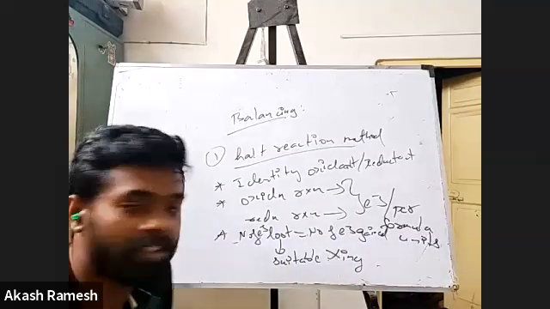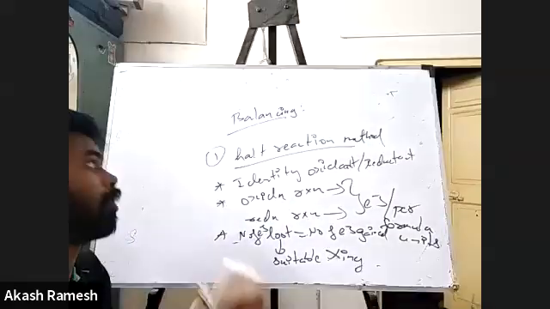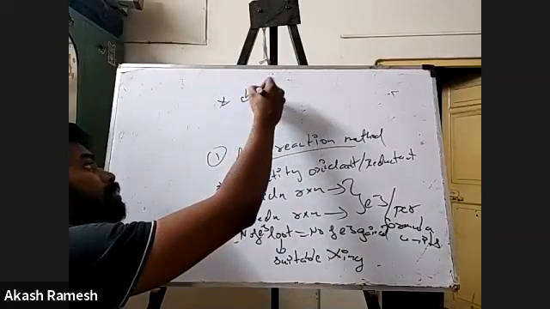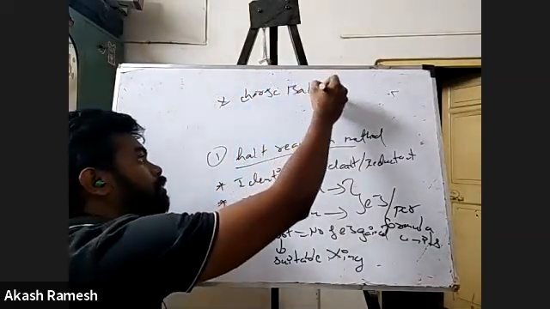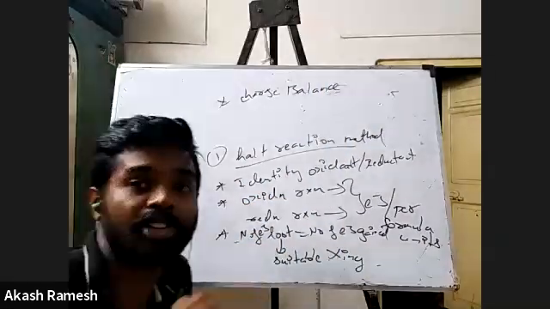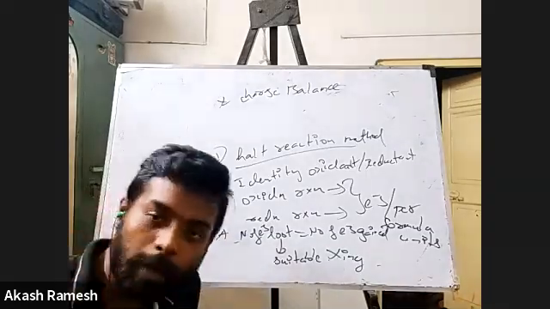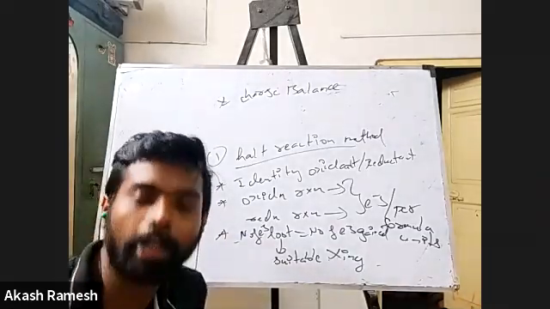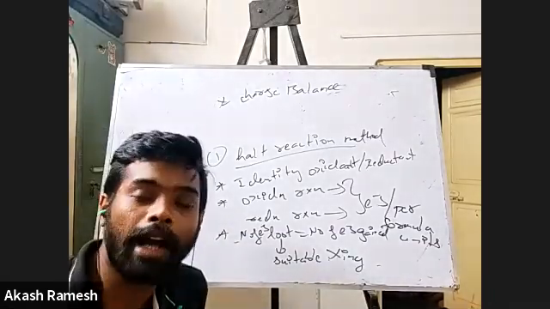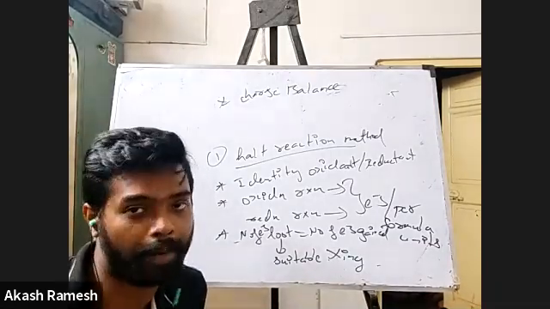Now, that's not the end of the process. Even after this, what you have to look for is charge balance. Charge balance means whatever the amount of charge on the reactant side, that should be the amount of charge on the product side. If not, you are going to make it equal. How you make it equal depends on what kind of medium the reaction is happening in.